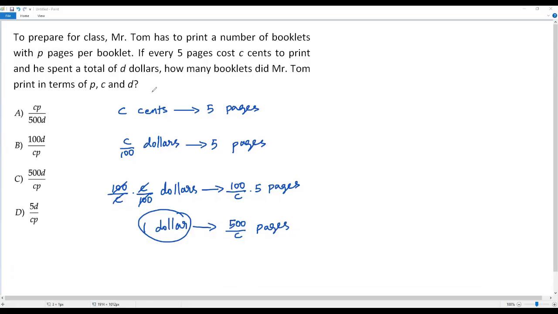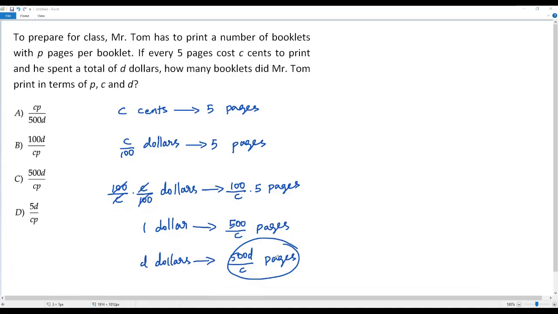Our aim is to find the number of booklets printed by Mr. Tom using the money D dollars. So we have to make this money D dollars. For that, we multiply both the quantities by D. When I multiply this 1 by D, I get D dollars. When I multiply this 500 over C by D, I get 500 D over C pages. Now I have the number of pages that can be printed using the given money D dollars.